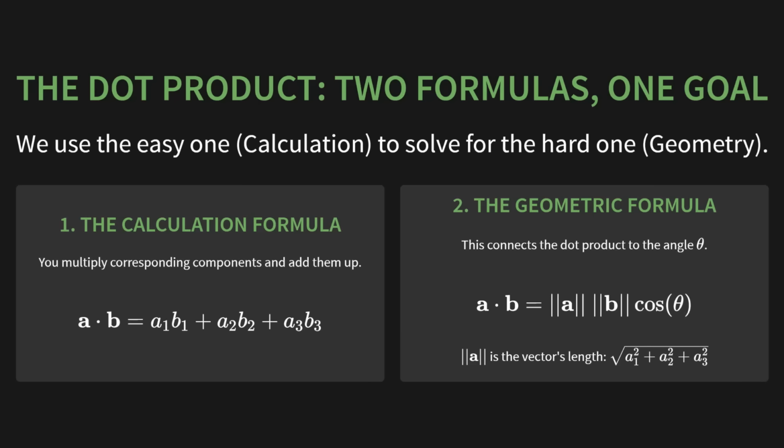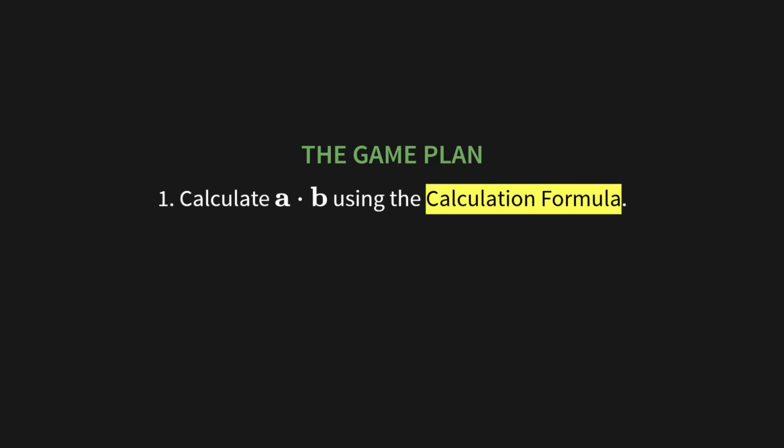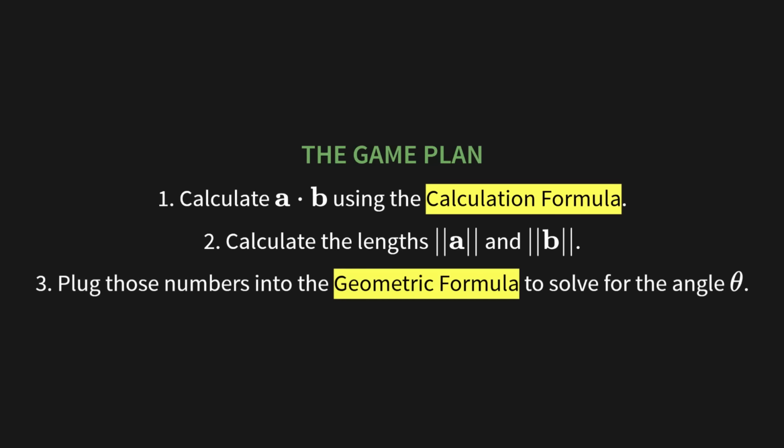Second, the geometric formula. This connects the dot product to the angle, theta. A dot B equals the length of A times the length of B times the cosine of theta. And that length, by the way, is just the square root of A1 squared plus A2 squared plus A3 squared. So here's the game plan. 1. We calculate A dot B using the easy calculation formula. 2. We calculate the lengths of A and B. And 3. We plug those numbers into the geometric formula to solve for the angle theta.